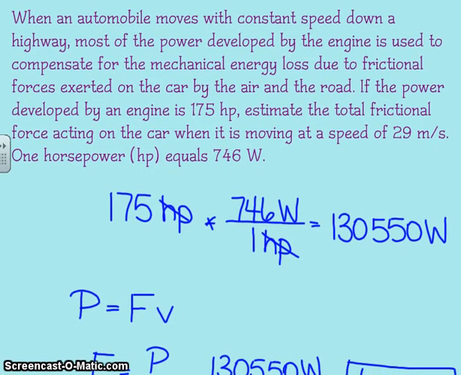And that is our final answer, because since it is moving at a constant speed, the force of friction is approximately equal to the force of the engine. And our engine is what is developing that 175 horsepower of power. And so that would be the force of the engine, which is approximately equal to the frictional force. Now, of course, they're in opposite directions, but that's the magnitude.